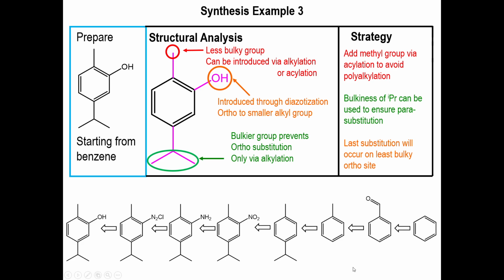Where is the substitution going to end up based on the substitutions that are already present on the ring? And 2, is your group electron withdrawing, electron donating? Because that's going to affect whether or not you can carry out certain reactions or not.